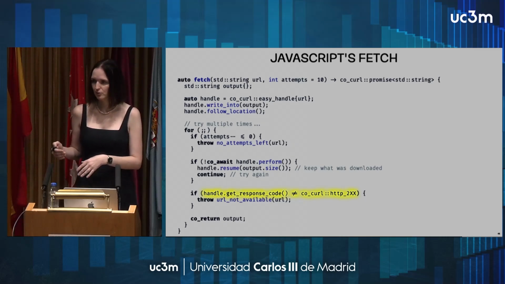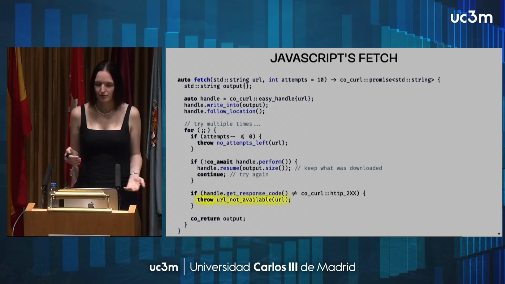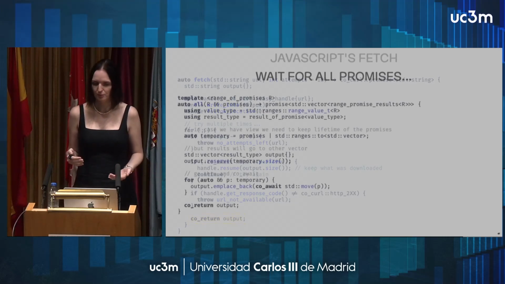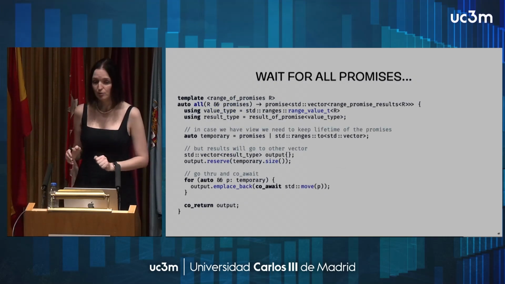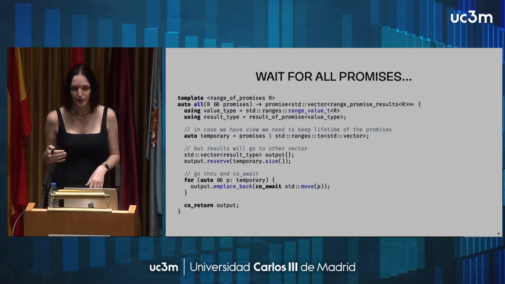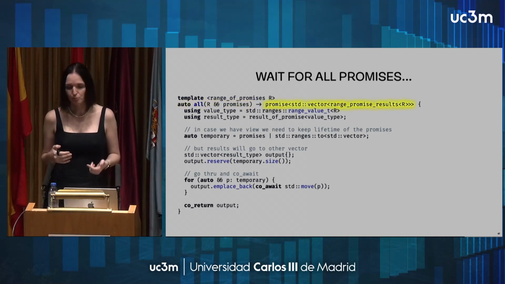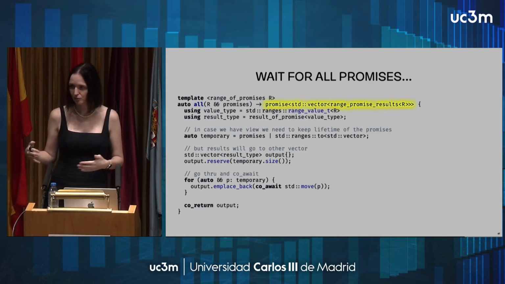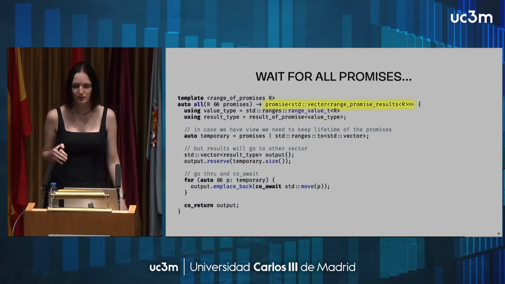If the result code is not 200 something, then you will throw an exception. Otherwise, you will return a string. And you have a coroutine which will download the URL you provided, and it can do it for multiple things. So we need to actually wait for multiple coroutines, like Promise.all. In C++, we take a range of promises and return a promise of a vector of the promise results. So we will unwrap the promises into one big promise.